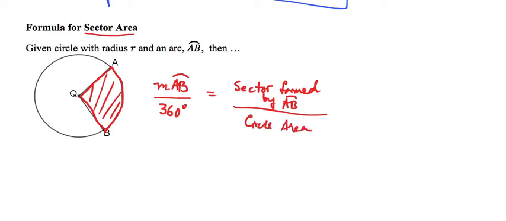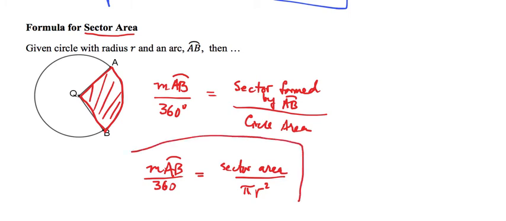And I like to take this one step further. We can say the measure of the arc over 360 degrees is equal to, and I'll just abbreviate this, sector area over the area of the circle, which in our case is pi r squared. Okay? So this is a formula that we could use to calculate the area of any sector.